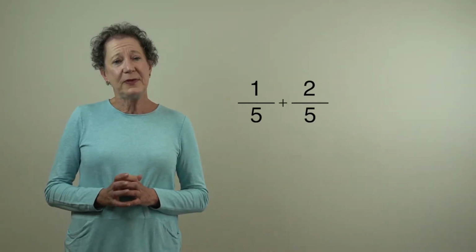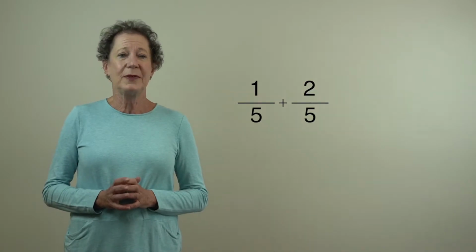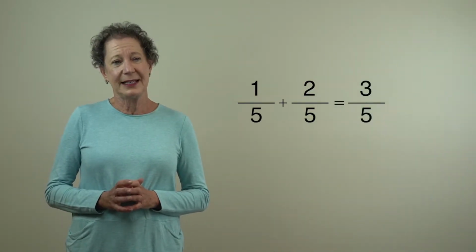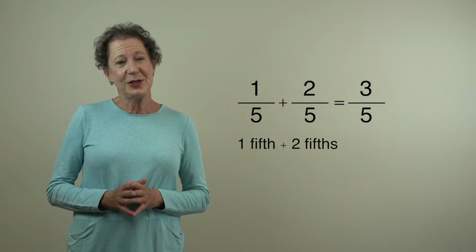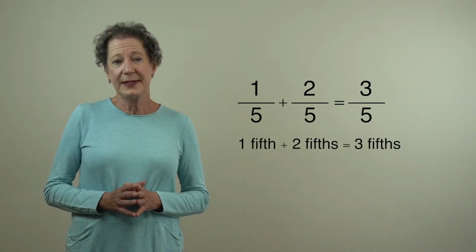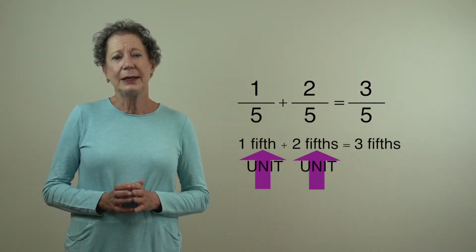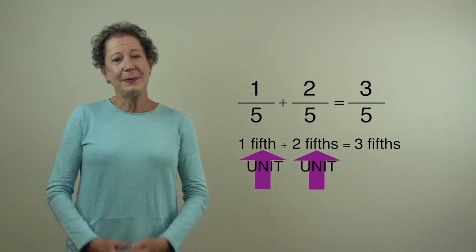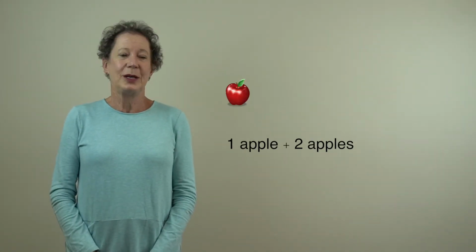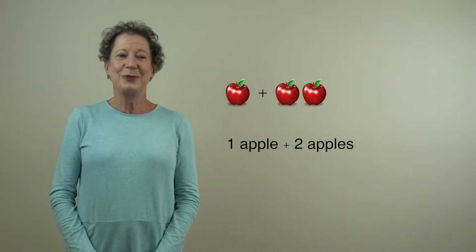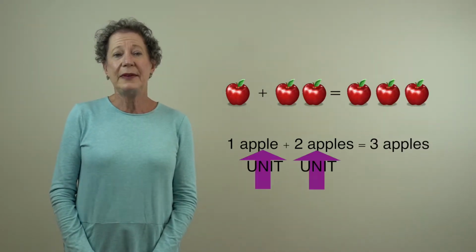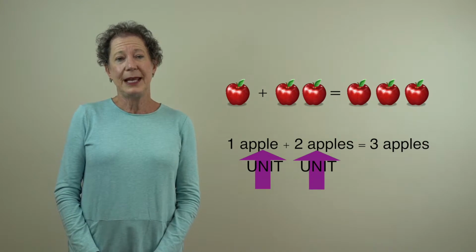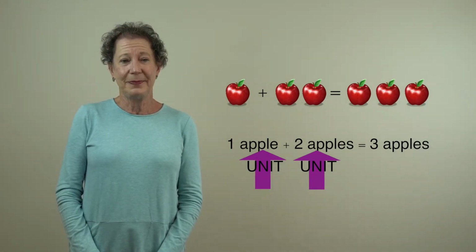Here's an example with numbers. 1/5 plus 2/5 equals 1 plus 2 over 5 equals 3/5. We have a unit or label, fifths, to call the sum. This is the same situation as adding apples. 1 apple plus 2 apples equals 3 apples. We have a unit or label, apples, to call the sum.